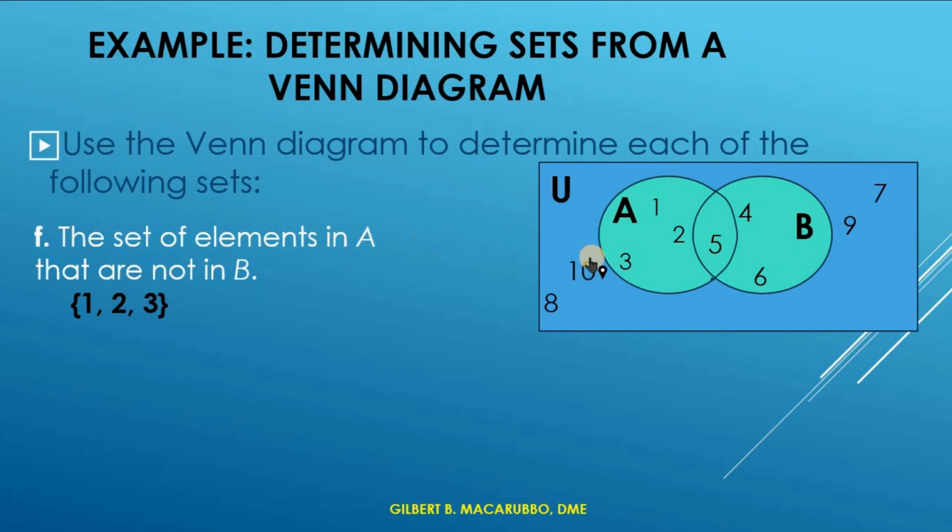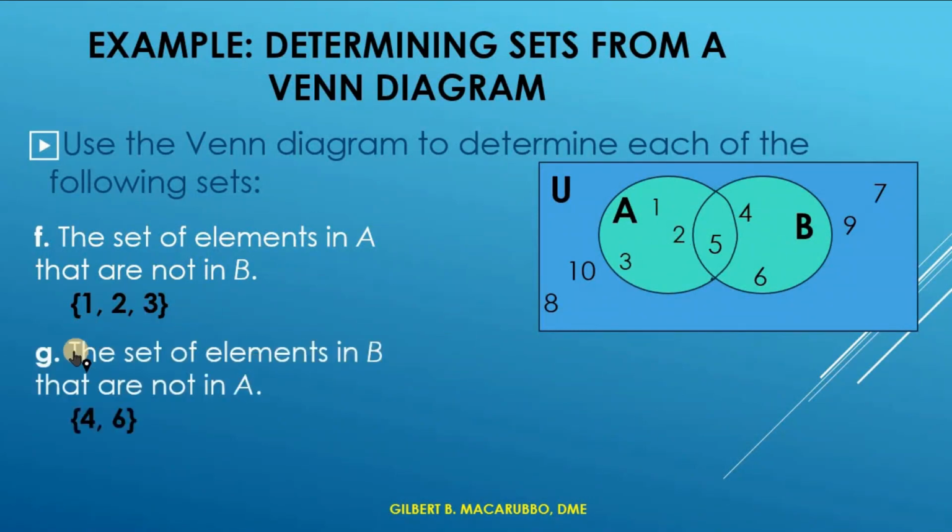So, yung mga elements that are not in B, okay. So, syempre, 1, 2, and 3. Okay. Set of elements in B that are not in A. So, we have 4 and 6. So, ang elements that are not in A. Okay.